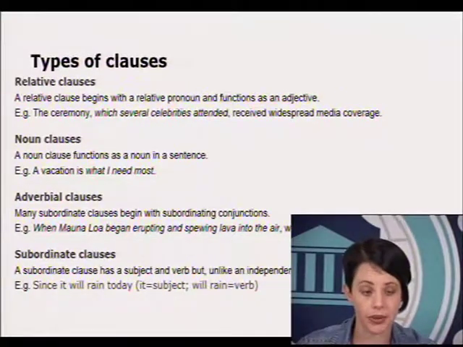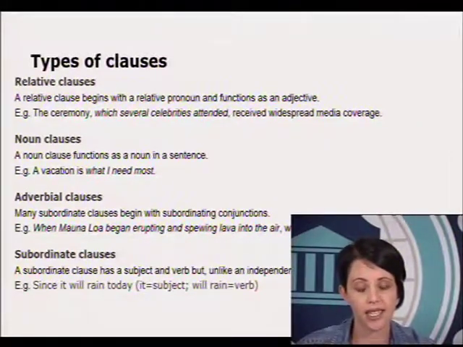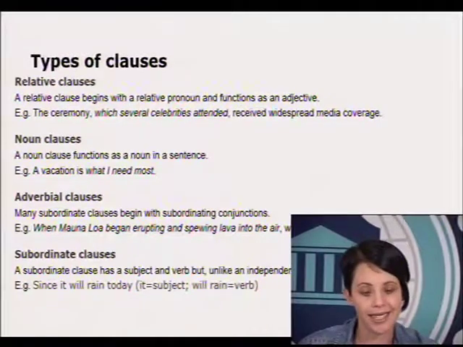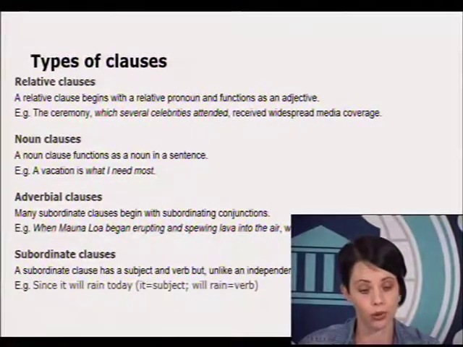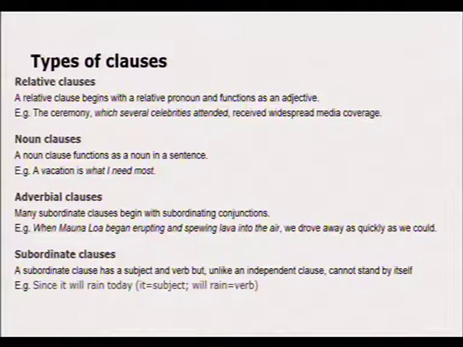The noun clauses. A noun clause functions as a noun in a sentence. A vacation is what I need most. What I need most would be the noun clause. Adverbial clauses. Many subordinate clauses begin with subordinate conjunctions. When Mauna Loa began erupting and sweeping lava into the air, we drove away as quickly as we could. So that whole first bit up until the comma would be the adverbial clause. These are quite difficult, so go look for more examples if you can to explain it a little bit better if you don't understand, or contact me and I will give you more examples.